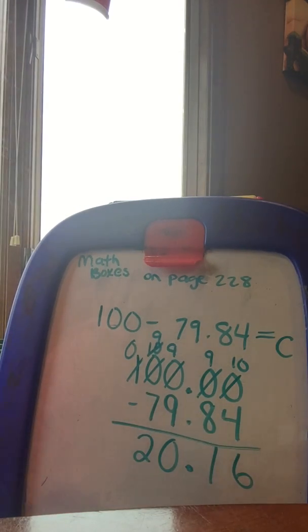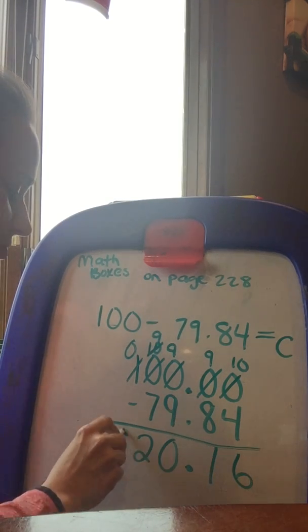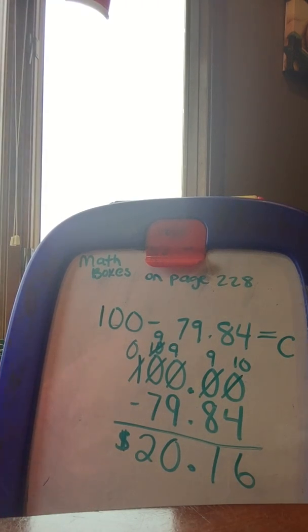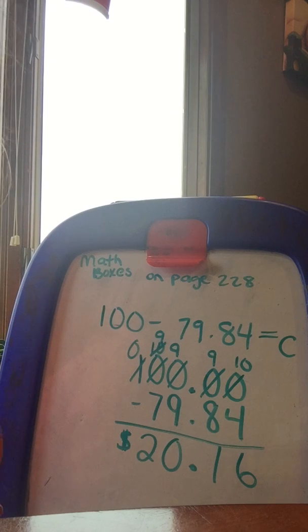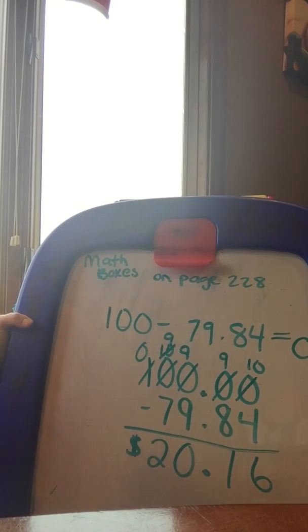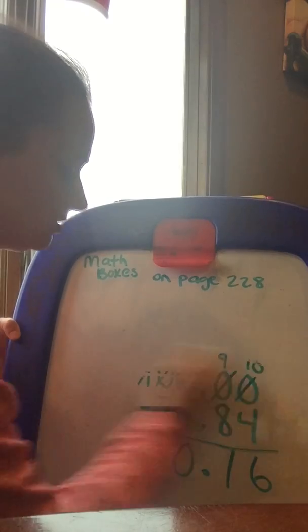So $20.16. Are there other strategies to do this subtraction? Sure. Like I would rather do $99.99. Then you won't have all of that crazy borrowing to do. You'll still get the same answer, but it's a little bit different. So the final answer is $20.16. All right, moving on to number 4.